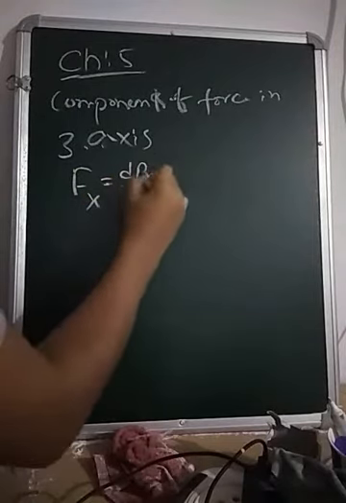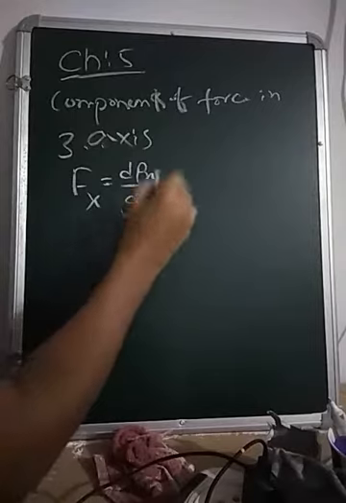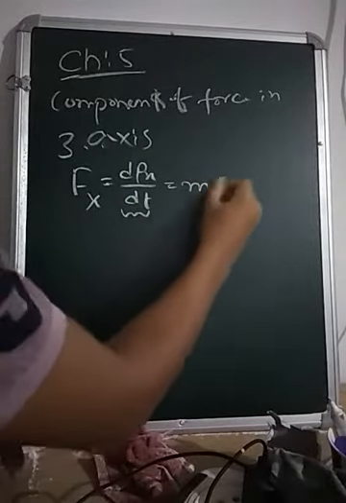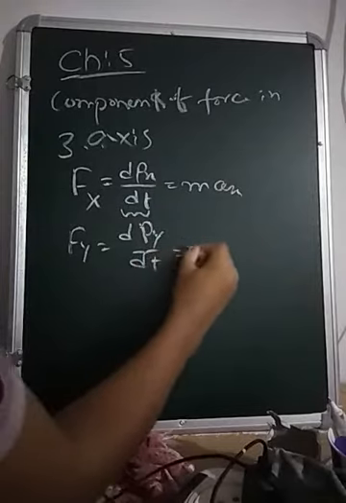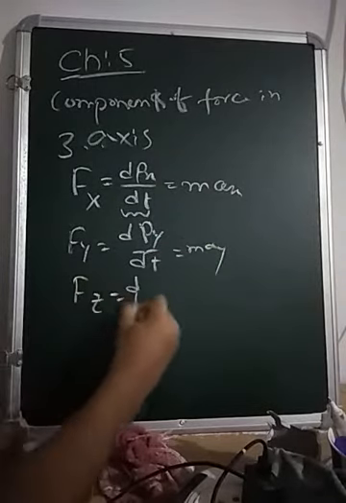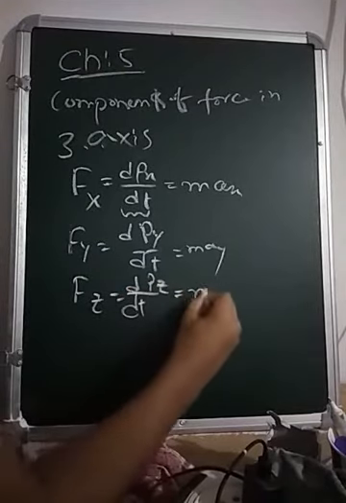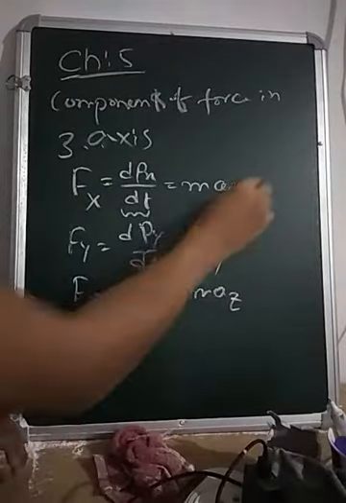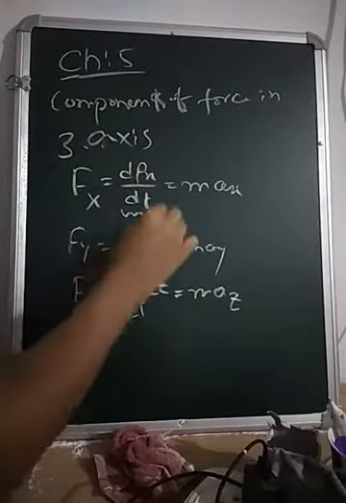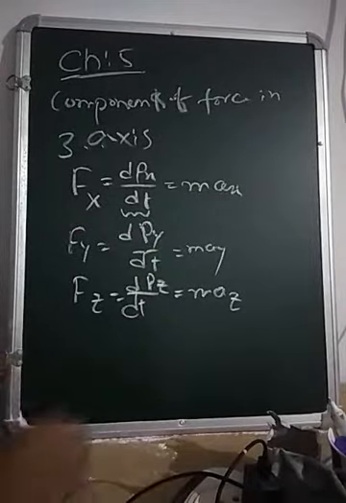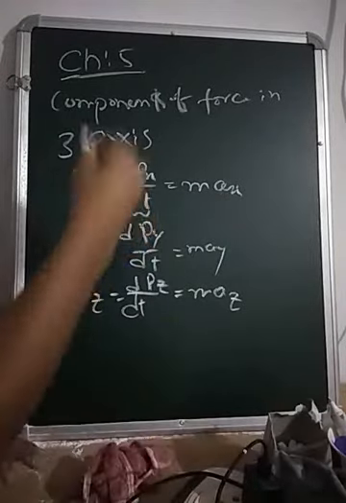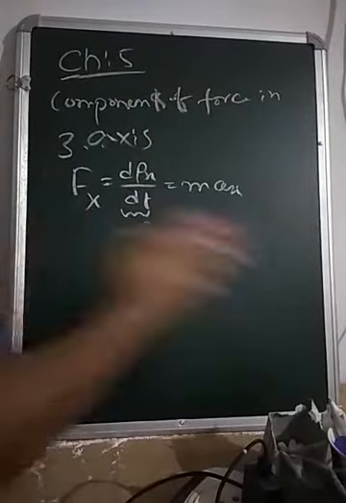The x component is Fx = dpx/dt, where dpx/dt is the rate of change of momentum along the x direction, or we can write this as m ax. Fy equals dpy/dt, or m ay, and the z component is dpz/dt, or you can write this as m az, where ax, ay, az are components of acceleration, and px, py, pz are the components of momentum along x, y, and z direction. So this is how we resolve force in the three axes or three components.